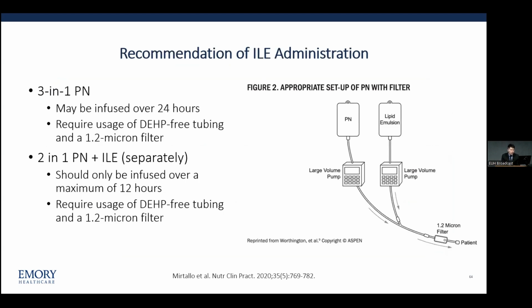For the 3-in-1 PN, it may be infused over 24 hours, and for the 2-in-1 PN with ILE infused separately, it may be infused over 12 hours. This is according to the CDC guideline. Regardless of whether it's 3-in-1 or 2-in-1 with ILE, a 1.2 micron filter should be used. It is not to prevent bacteria, but to prevent aggregates and fat globules from entering the patient's body. We should also be using DEHP-free tubing, as this prevents leaching.